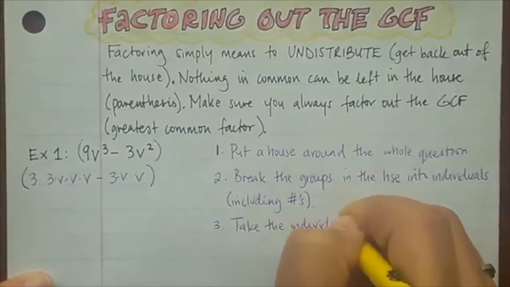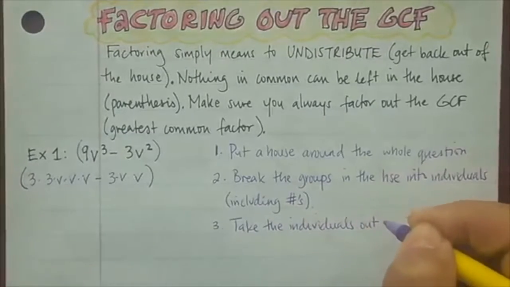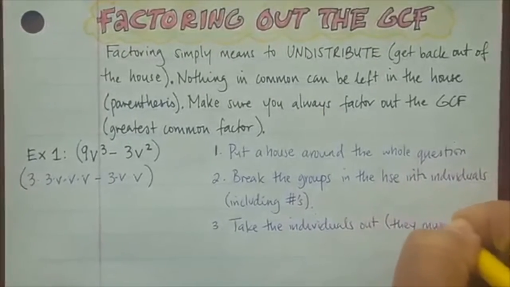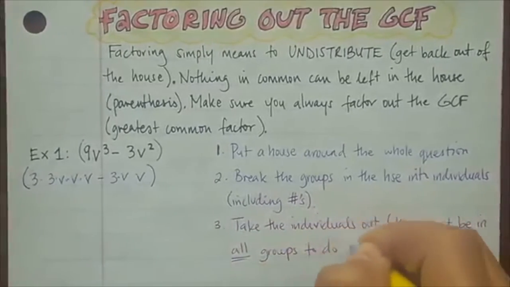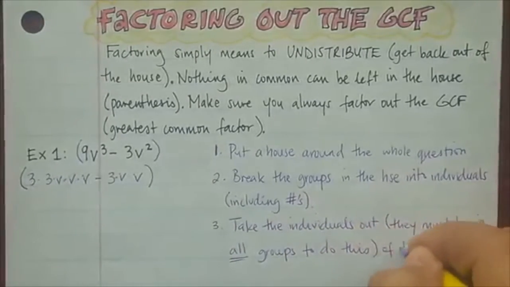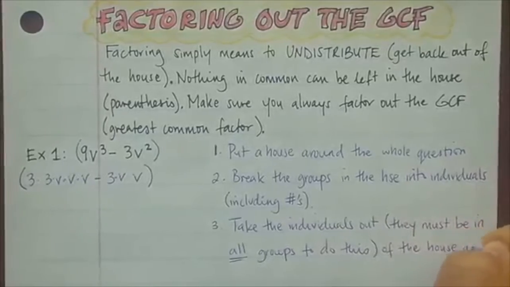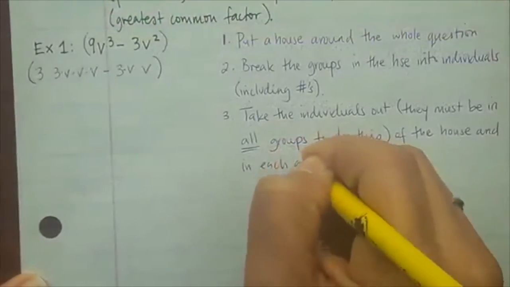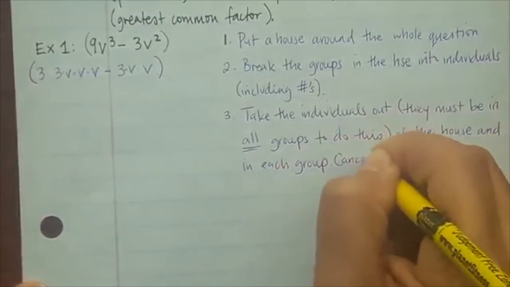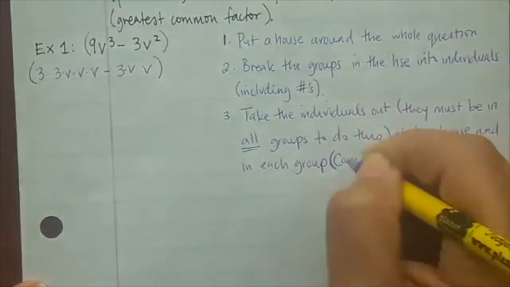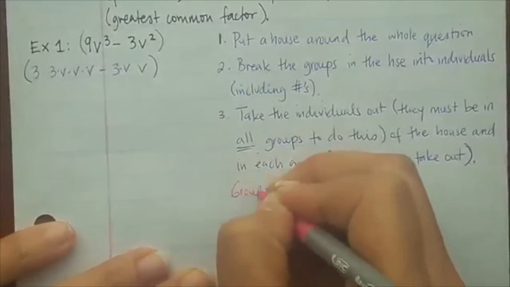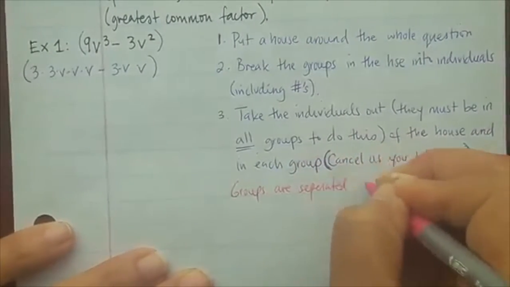All right, take the individuals out, but remember they must be in all groups to do this. So take the individuals out of the house and in each group. This is a listening check. Color in, they must be in all groups to do this. And then cancel as you take them out, so that you keep track of what you got. Groups are separated by the addition or subtraction sign.